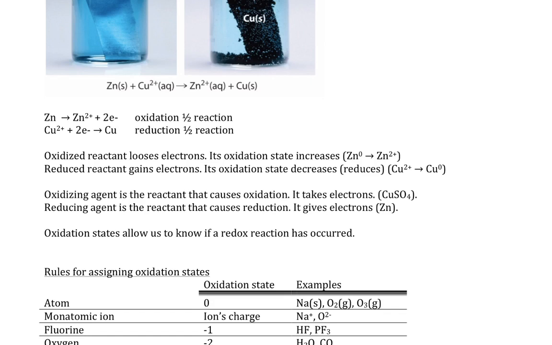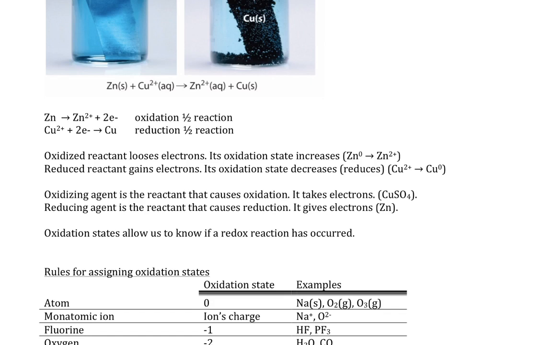The one substance was oxidized. Electrons were taken from it. It was oxidized by what we call the oxidizing agent. The oxidizing agent is the reactant that causes oxidation. It's the reactant that takes the electrons. The copper sulfate is the oxidizing agent in this case. The reducing agent is the reactant that causes reduction. It's the one that gives the electrons. That's the zinc.